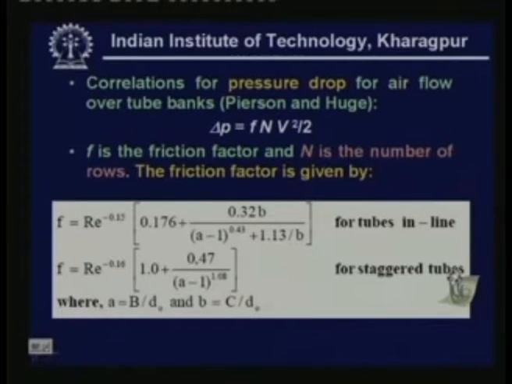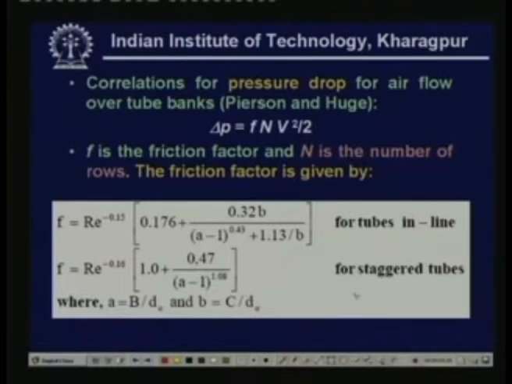And V is the velocity, and the friction factor F is given by this expression: F is equal to Reynolds number to the power of, for tubes in line, okay, inline arrangement, this is the expression: F is equal to Re to the power of minus 0.15 multiplied by 0.176 plus 0.32 B divided by A minus 1 to the power of 0.43 plus 1.13 by B. Similarly, for staggered tube arrangement, this is the expression for friction factor. Okay, so if you know the number of rows and the velocity, then you can calculate the friction factor and delta P.